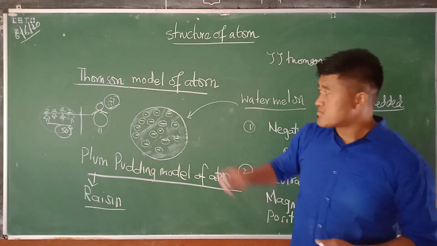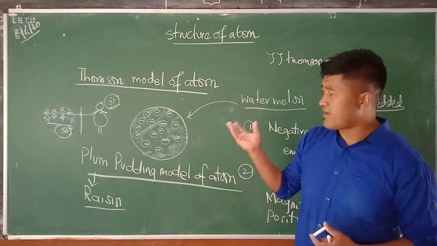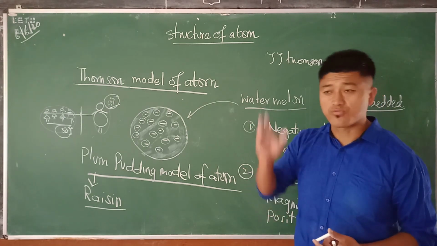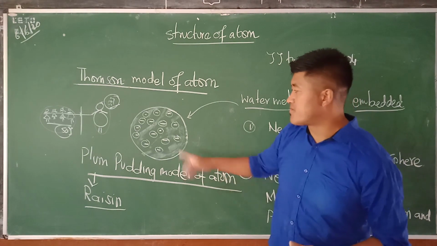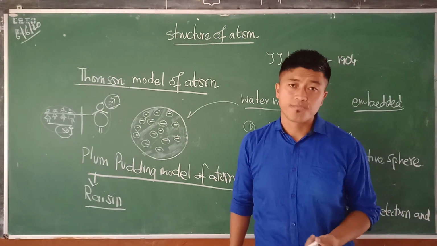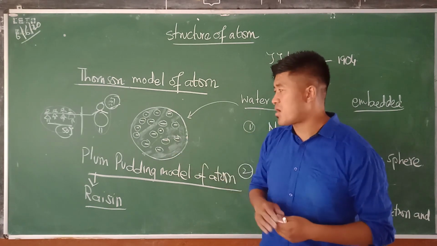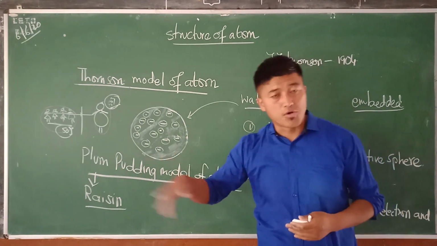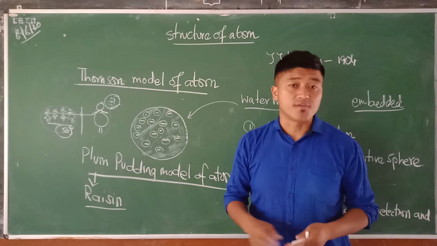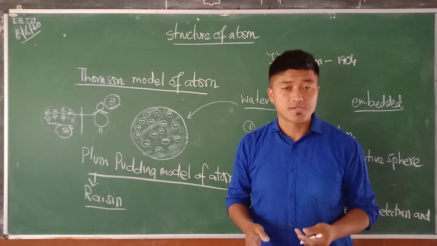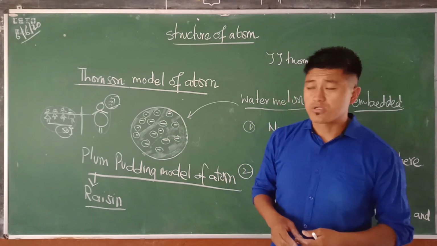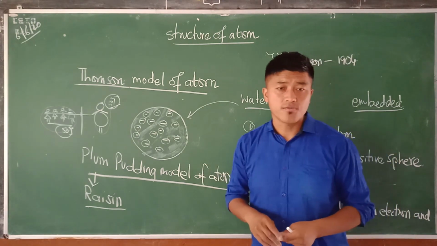Because J.J. Thomson model of atom failed to give an explanation or to reason out any kind of connection between the negative and the positive there. They failed to show any kind of relationship between these two. That is why the later model of atom speaks about the relationship between these two. Understand? Okay, so we shall discuss in the next session then.